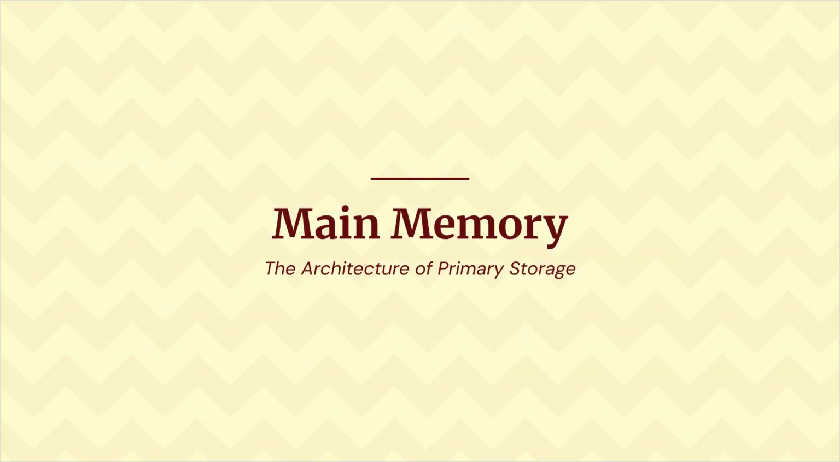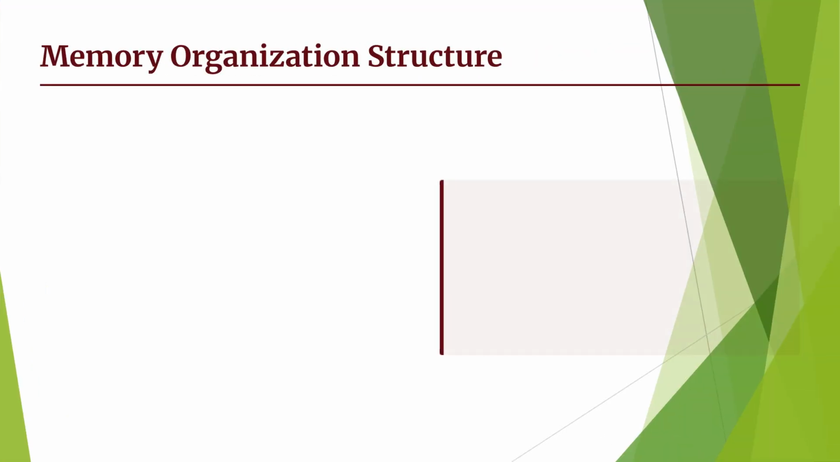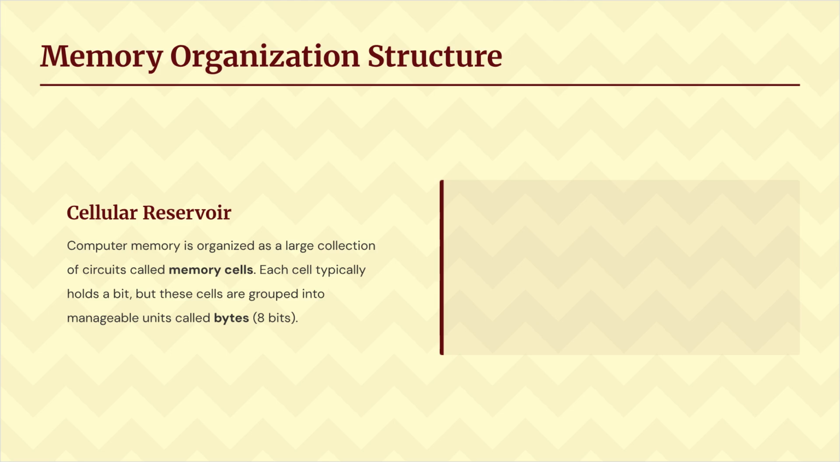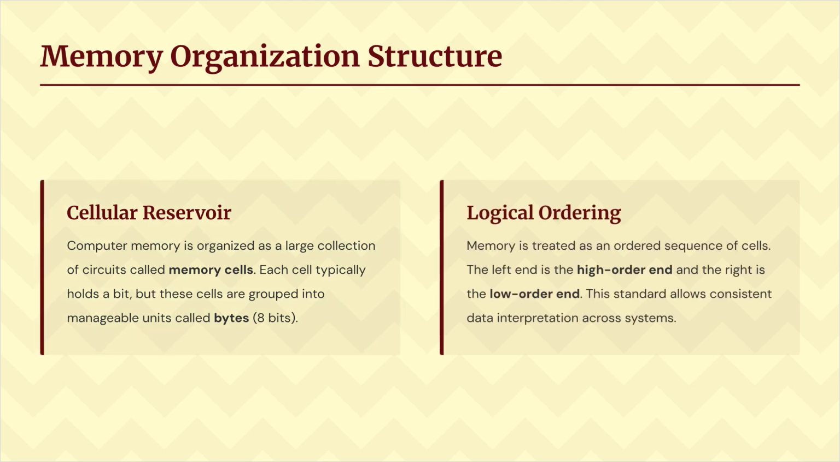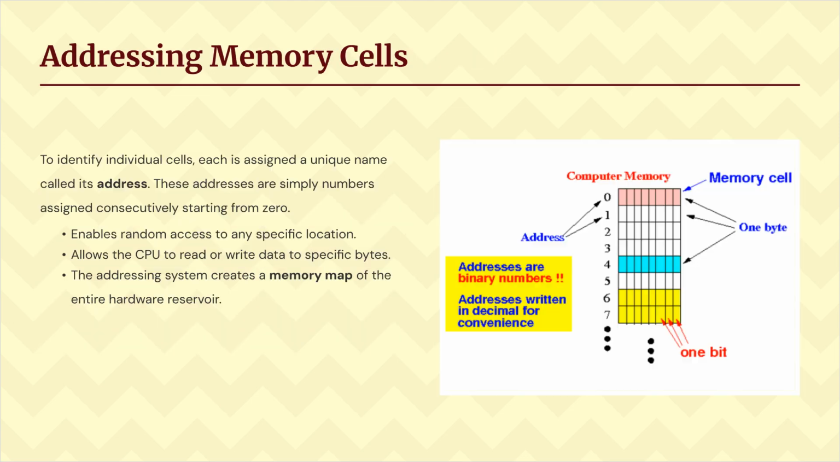We now examine the architecture of primary storage, focusing on the organization of main memory within a computer system. Memory is organized into cells, usually holding a bit, which are grouped into bytes. It follows a logical sequence, defined by high-order and low-order ends for consistent data interpretation. Each memory cell is assigned a unique numerical address, enabling random access. This system allows the CPU to read or write to specific locations, creating a comprehensive memory map.